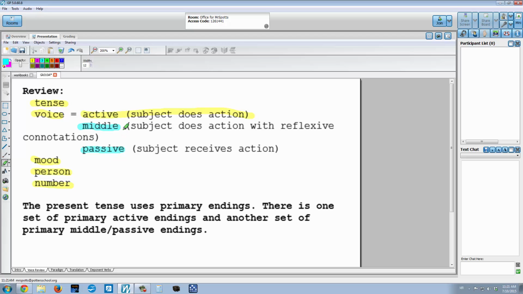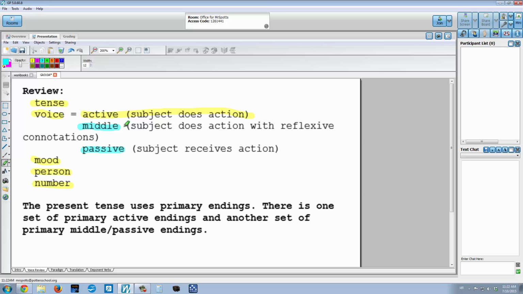Now the middle voice is in between the active and the passive. We don't have such a thing in English, really. The subject does the action with some kind of reflexive connotations. So, in other words, I throw the baseball, and the reason I'm throwing the baseball is I'm at the fair and I want to win the prize for myself. I'm going to put that in the middle voice. I throw the baseball. I have some sort of special reason for wanting to throw the baseball.